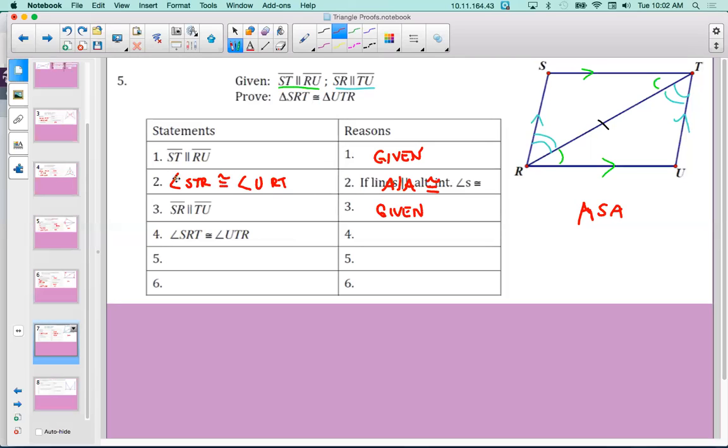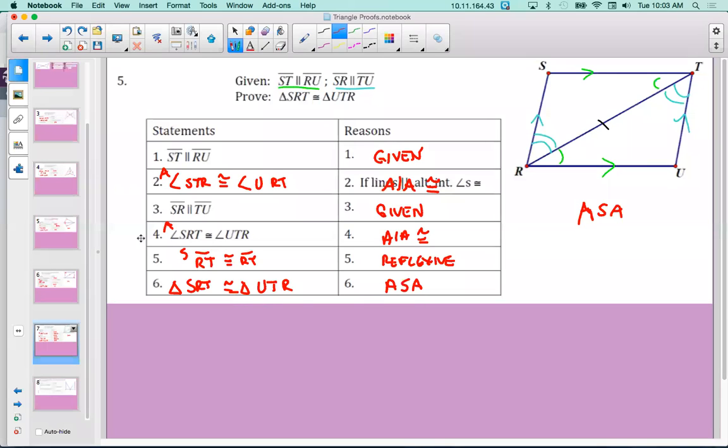Now that gives us an angle. In number 4 here, we're showing the double arced angles are congruent, and we're using the same rule. We just used it with the other two lines, which were given to be parallel. So that's our other angle. Now we're missing our side in between the two. Well, that's our shared side. RT is congruent to RT, and that's the reflexive property. Well, there's our side. This will be angle side angle because the side's in between the two angles. And we can say that triangle SRT is congruent to triangle UTR.